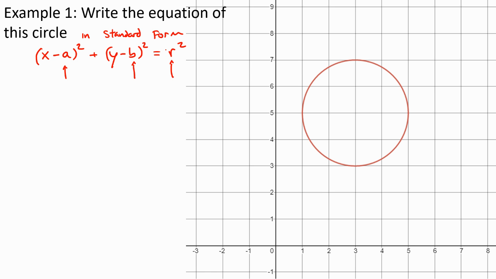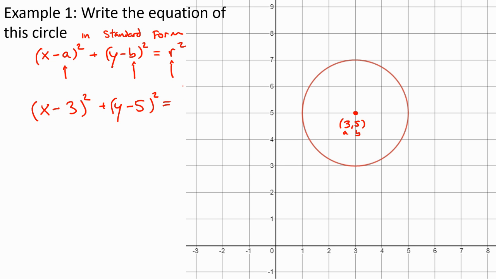So what is the center of the circle? Can you see it? What is the direct middle of this circle given to us in the picture? It's right here, right? What is the coordinate? To the right 3, up 5. 3, 5 is a and b. So we're going to take 3, 5 and put them where they go in our standard form equation for a circle. (x − 3)² + (y − 5)².